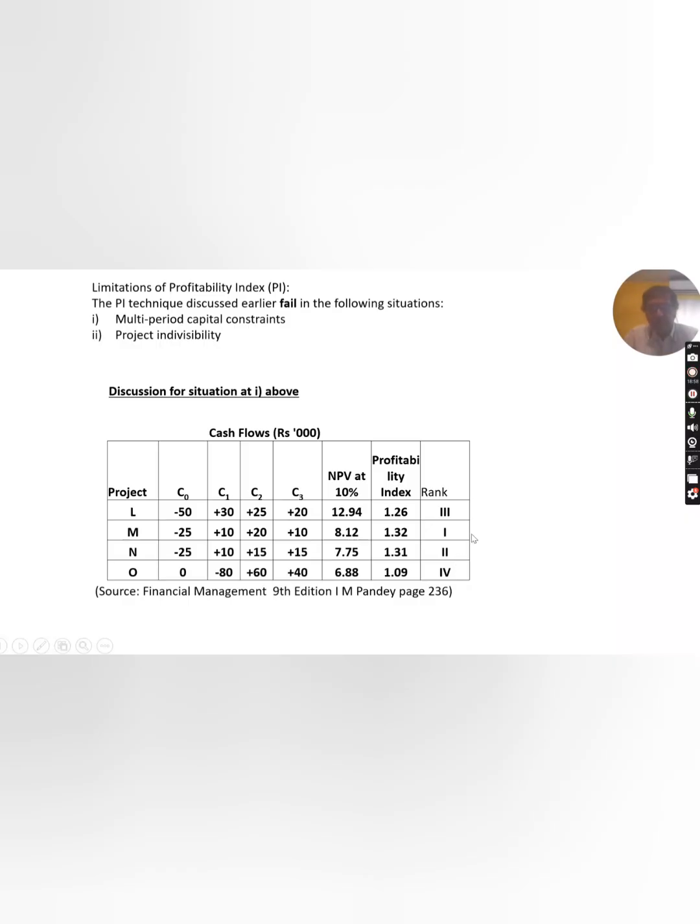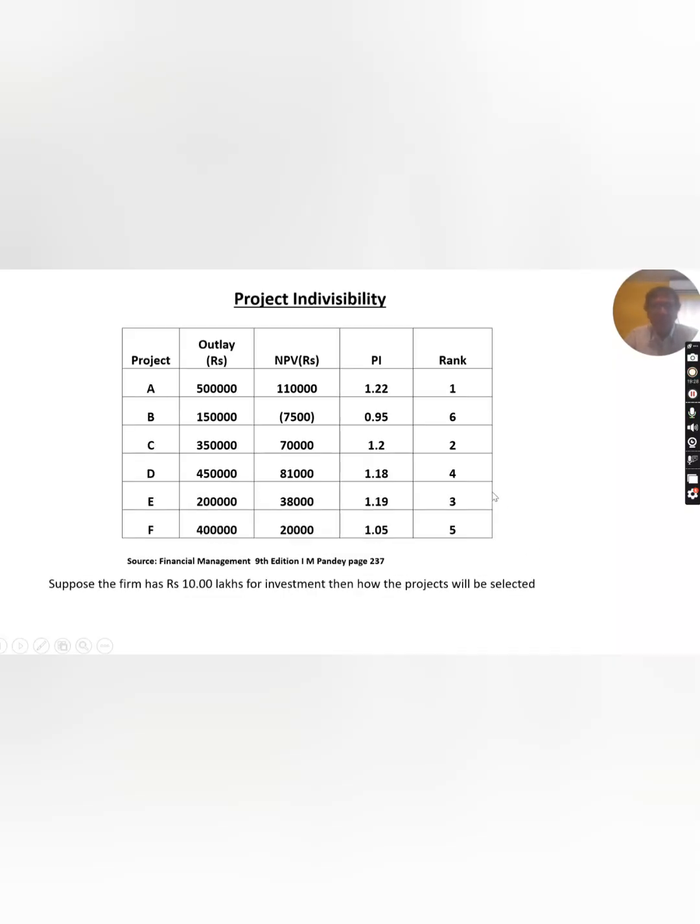If you try to select on the basis of PI rank, I think it is clear. In this case, it is beneficial to select the third PI rank and fourth PI rank. You can check it. But still, the NPV will be highest. That means PI rule breaks in the case of multi-period capital constraint. Okay.